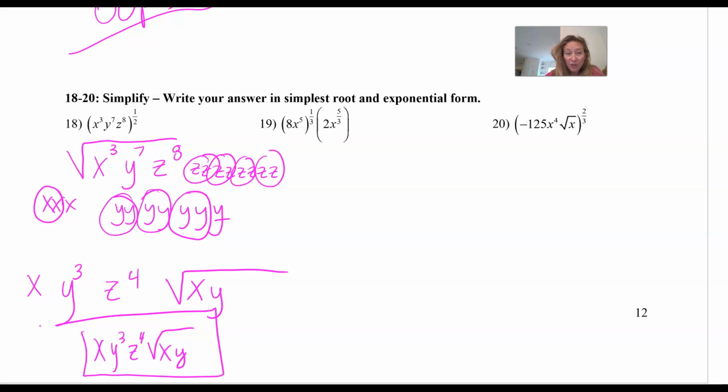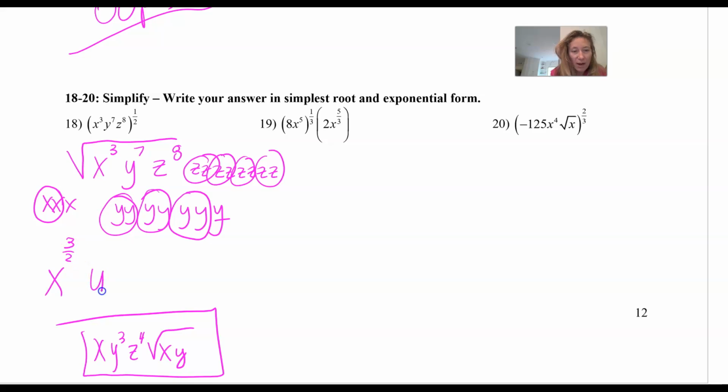In exponential form, I'm going to erase this. In exponential form, I write it as x, 3 with the denominator of 2. Y, 7 with the denominator of 2. And then z, 8 with the denominator of 2 simplifies to 4. Cool. So these are not so bad. Just go slowly and make sure to show your work.